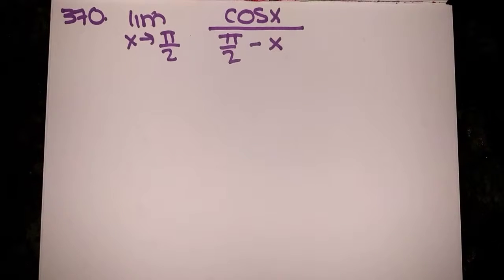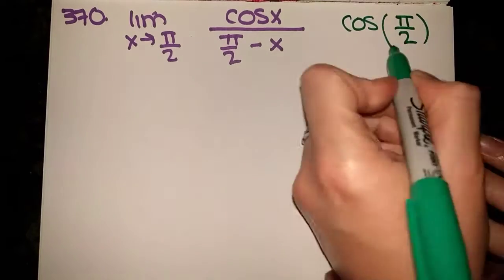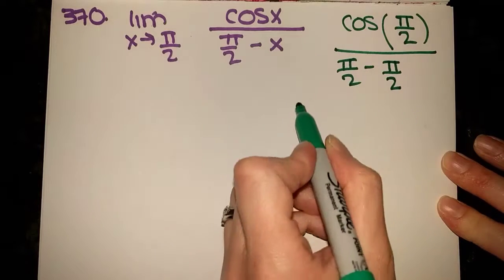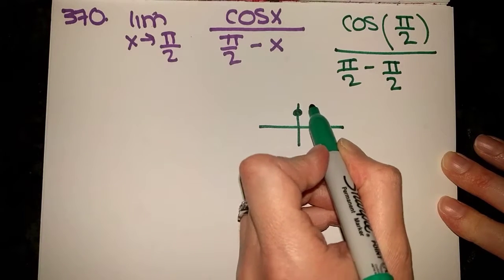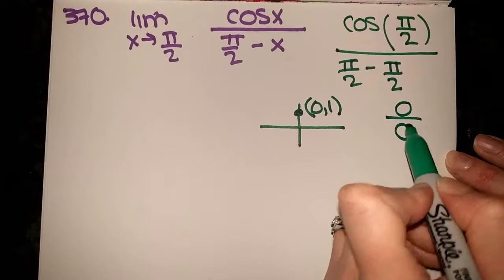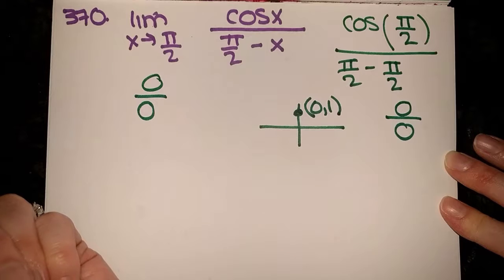So for this question, the first thing we're going to do is plug in and see what we're dealing with. So we have cosine of pi over 2 over pi over 2 minus pi over 2. Now, if you're up here at pi over 2, your cosine value will be 0. So your numerator is 0, denominator is 0. So you do, in fact, have a 0 over 0 situation.